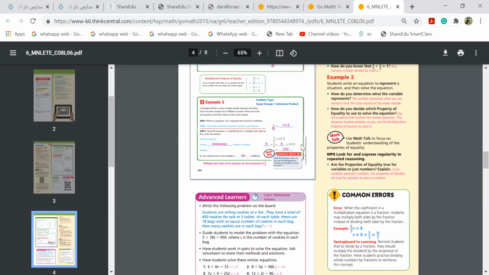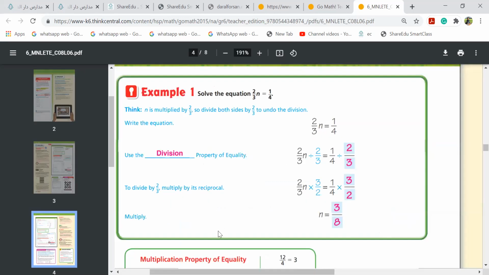Done. Now I have 2 over 3n equal 1 over 4. 2 over 3n, 1 minute. See this, girls. It will go tougher and tougher. Don't panic, I'm here. 2 over 3n equal, what did I say you? 2 over 3n equals 1 over 4.